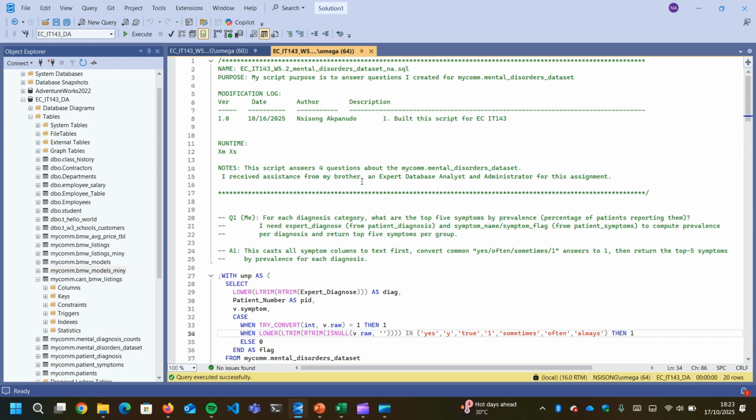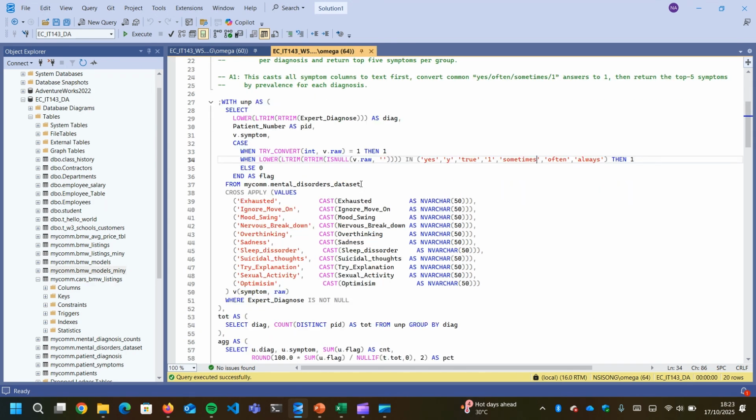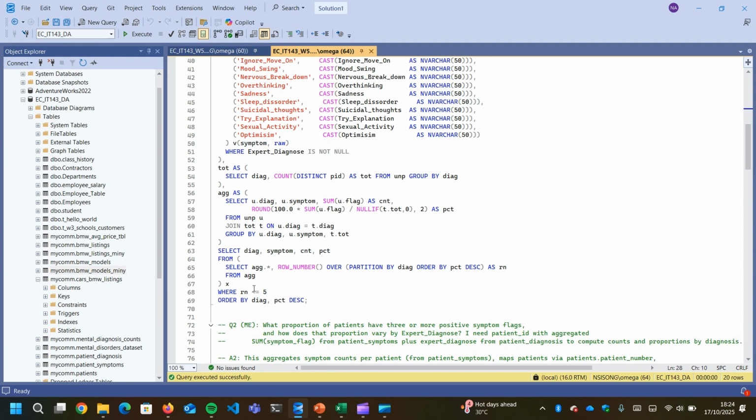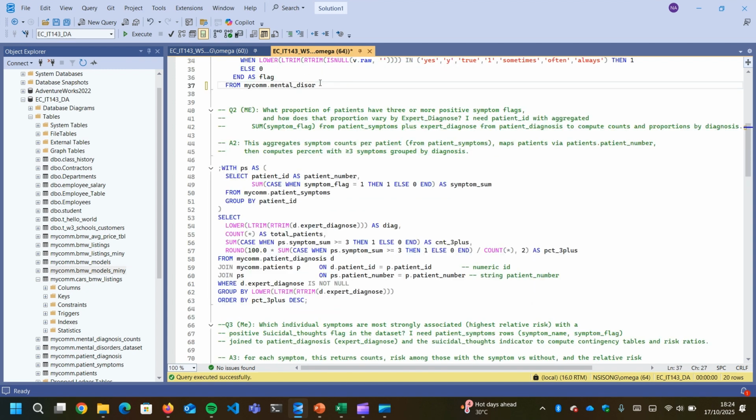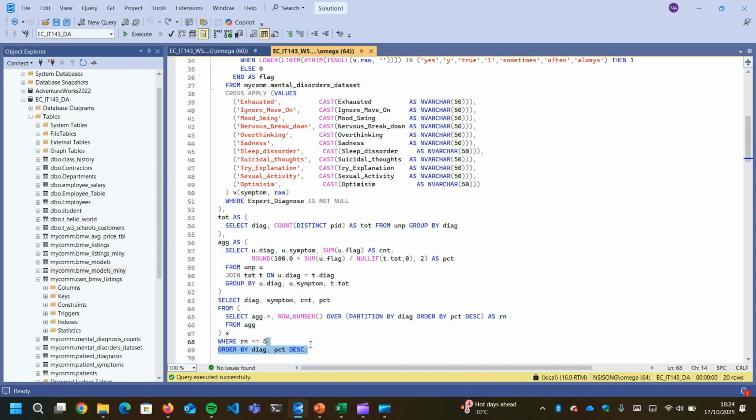SQL. So for the first question, what I basically did is I unpivoted, as you can see here, all the symptom columns and normalized the yes responses into binary flags, counted how many patients had each symptom, and divided by the total for the diagnosis to get the percentage, which you can see here. So this is why I divided it by all of that to get the percentage. So I'm going to run this.